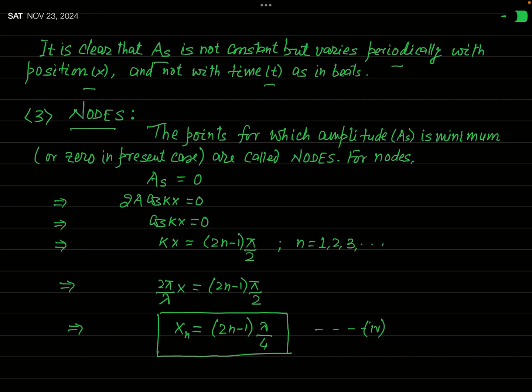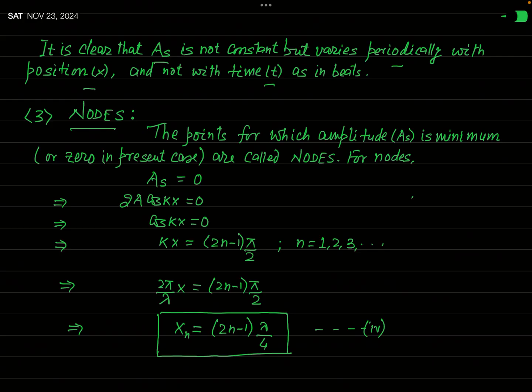Nodes, or nodal points, are those points where the amplitude of the standing wave is minimum. So a node or nodal point is defined as the point for which the amplitude A_s of a standing wave is minimum. Now in the present case, we take a standing wave formed by the superposition of two progressive waves of equal amplitude. Although it may be formed by the superposition of two waves of unequal amplitude, that will not be a pure standing wave, but a partial standing wave.